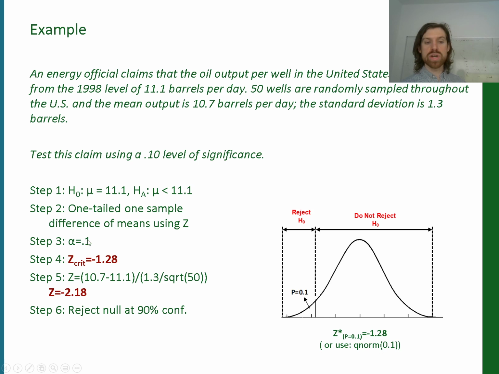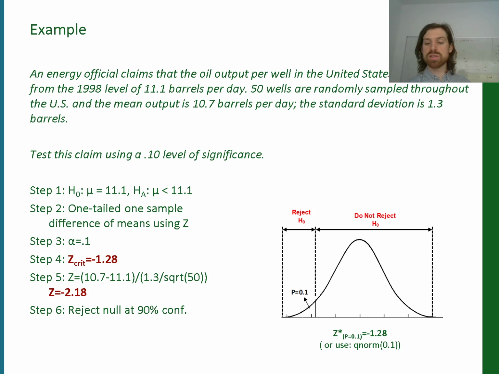Step 3, we've already defined that we want to use an alpha value of 0.1 level of significance. And then we need to define the Z critical value. So this is going to be this lower bound here, the point where we specify the do not reject and the reject zone within the distribution. So how do we get that value? Well, you remember that we can enter these values using qnorm into R, and it will produce the Z score for that particular portion of the distribution.